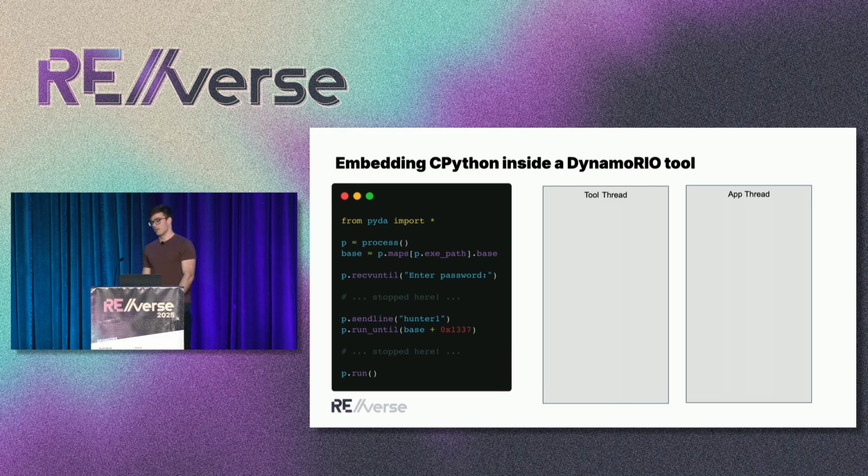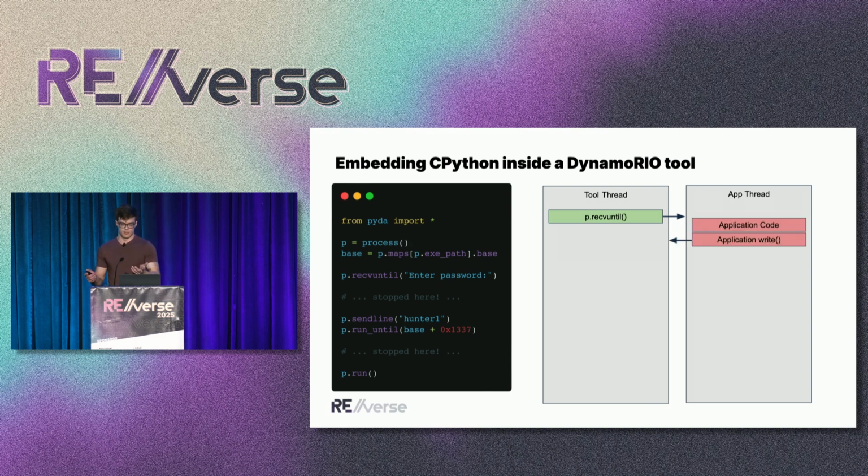The way I implemented it is that the Python code, your script, actually runs in a separate thread from the application. Initially, we allow the Python thread to run until it reaches the first call that yields to the application. In this case, the first call is the receive until. Then we allow the application code to run. It runs until it reaches the write syscall, and we instrument the write syscall so that we know when it's reached. When it's reached, we yield again to the tool thread, where it can check in Python: does the data match what we're looking for? If it doesn't match, we'll go back to the application.